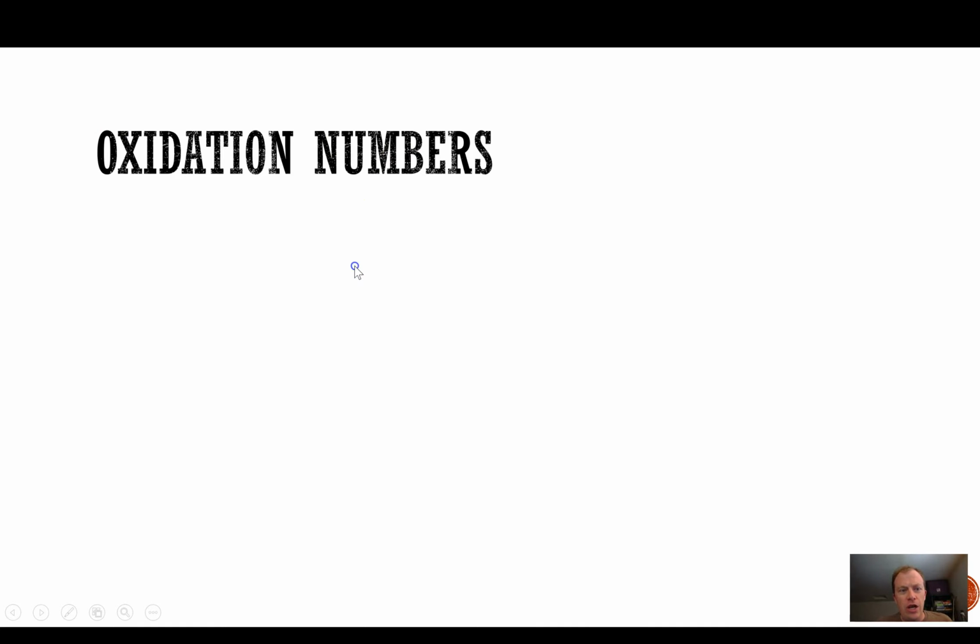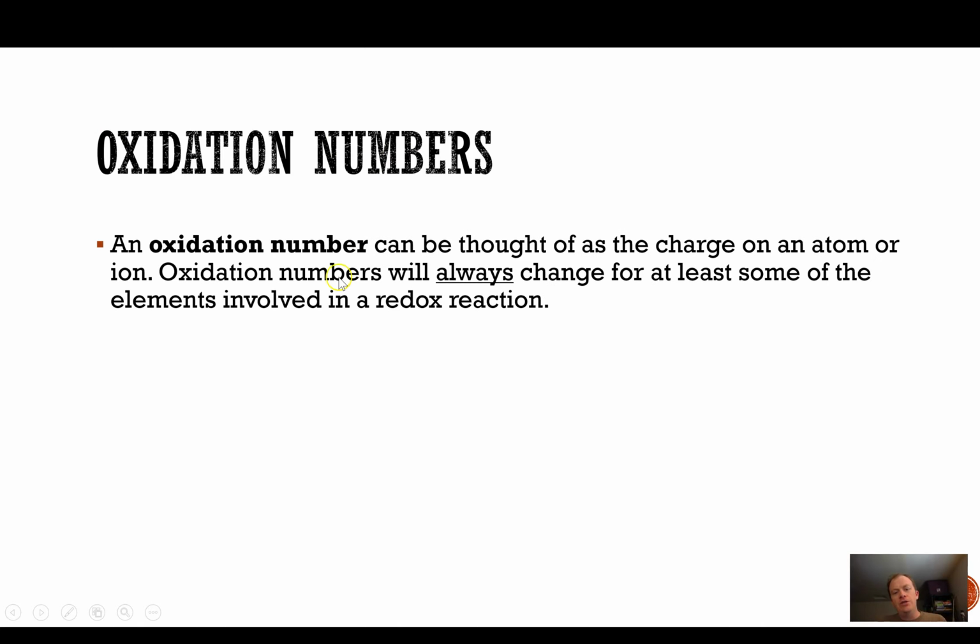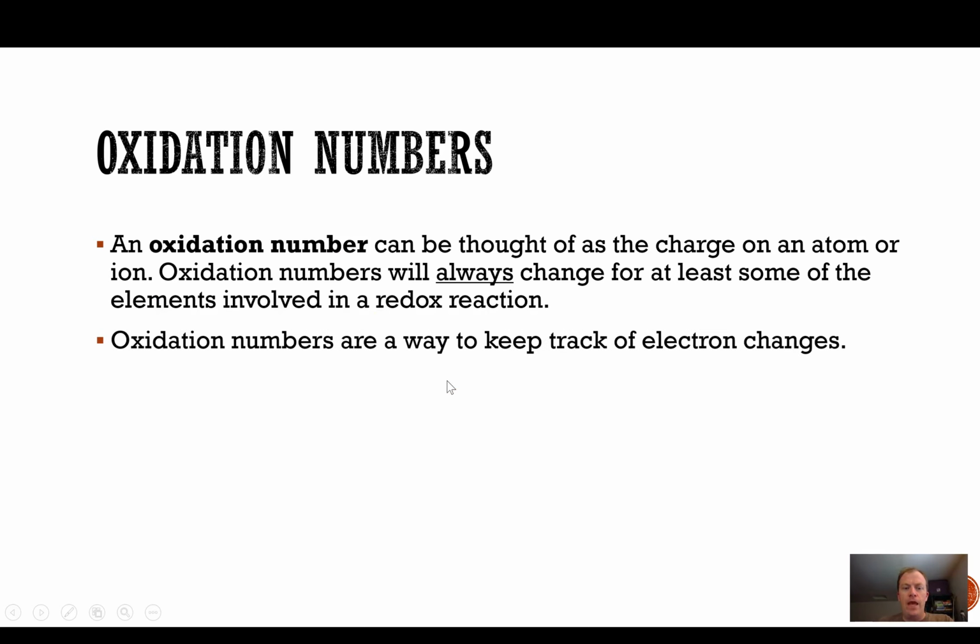So, oxidation numbers. Oxidation numbers are a way of keeping track of electrons. You can sort of think of it as the charge of an atom or ion. And if you have a redox reaction, oxidation numbers are going to change for at least some of the elements involved in the redox reaction. There'll always be a pair that will change their oxidation number before the reaction versus after. And like I said, they're a way to keep track of electron changes, a way to keep track of where electrons are going.